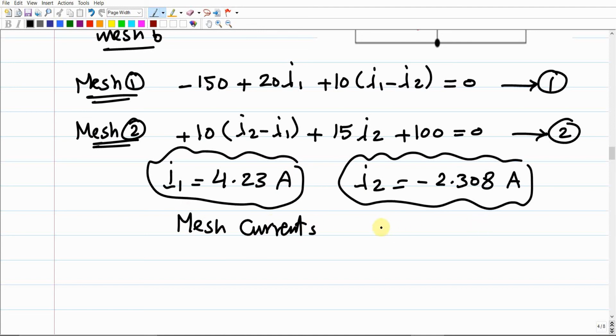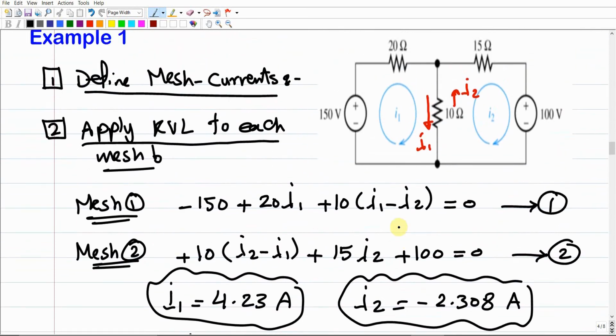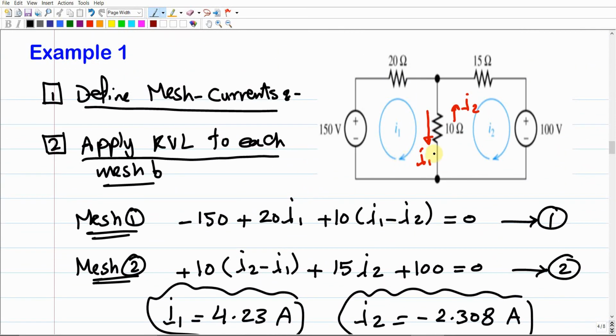For example, if I ask you just to identify the currents over all of these electrical elements, we have in total 5 electrical elements. What is the current over this voltage source? How much is the current over the 20? How much is the current over the 10, the 15, the 100 voltage source? To do it, basically, we have to use these two mesh currents.